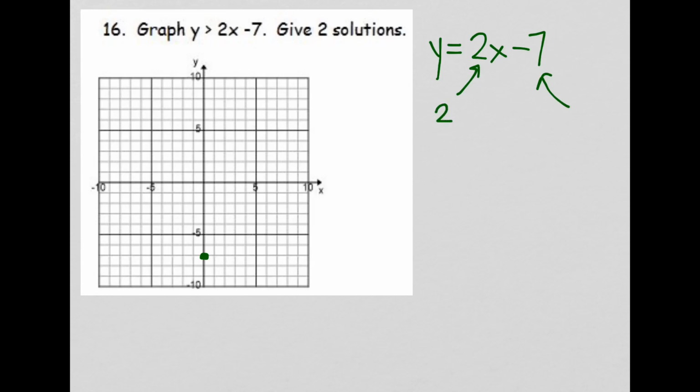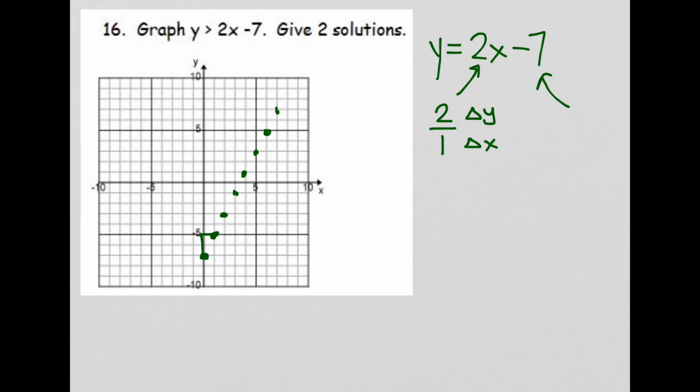2, but I'm going to turn that into a fraction because I like my slopes as a fraction, which would be 2 over 1. So my change in y is 2 and my change in x is 1. I'm going to go up 2 over 1. And there's another point, up 2 over 1, another point. There's my point. And that is my line.